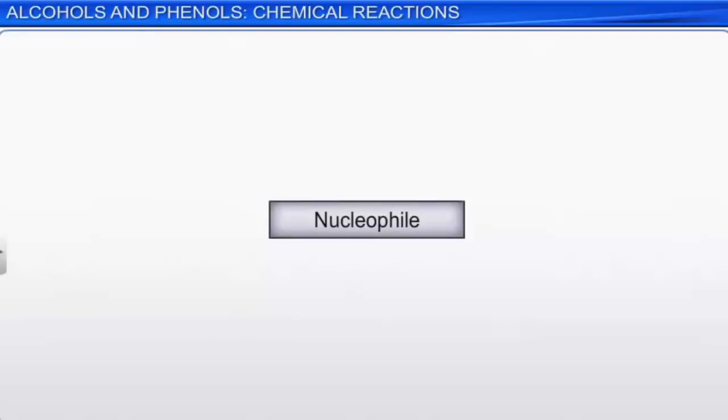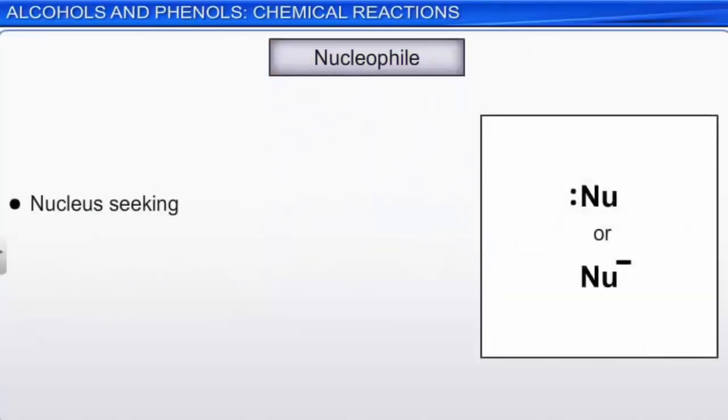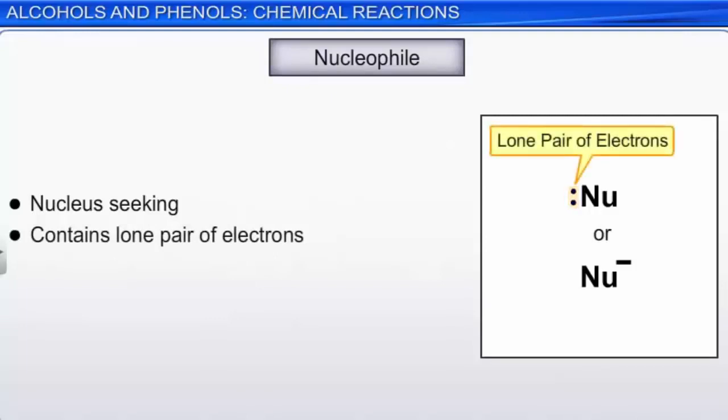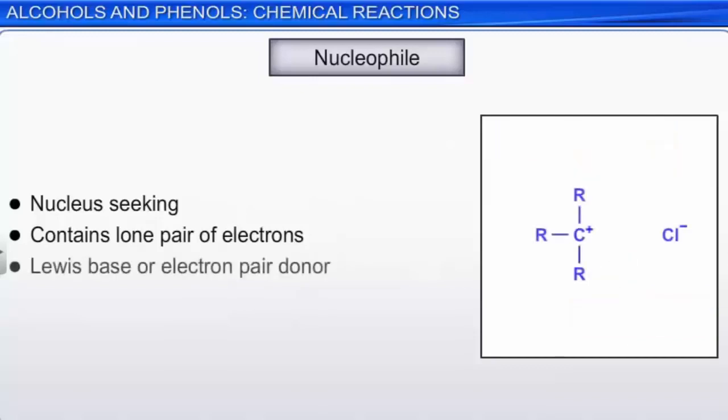We'll start with the term nucleophile. The word nucleophile means nucleus-seeking. In other words, a nucleophile typically has a lone pair of electrons or negative charge that it can use to make a covalent bond. A nucleophile can be described as a Lewis base or an electron pair donor. The chloride ion shown here is an example of a nucleophile.